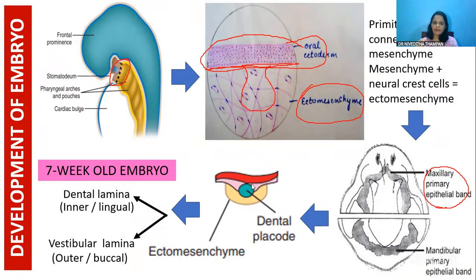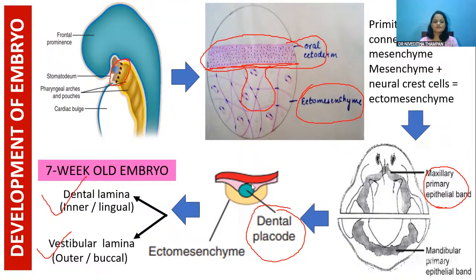Now, in this primary epithelial band, at around 10 places, there will be small thickenings. Again, lots of cell divisions are happening, so again thickenings are happening. That thickening is called the dental placode. Now from this dental placode and this primary epithelial band, the most important structures are forming, that is the dental lamina and the vestibular lamina. Usually the vestibular lamina will be at the buccal or labial side, and the dental lamina will usually be seen on the inner or lingual side.